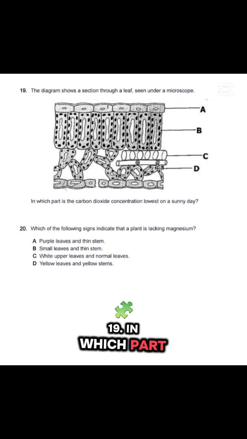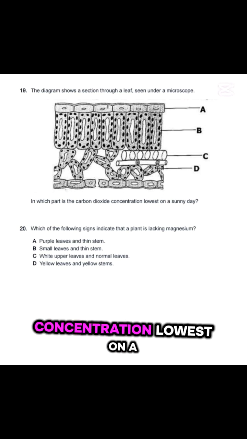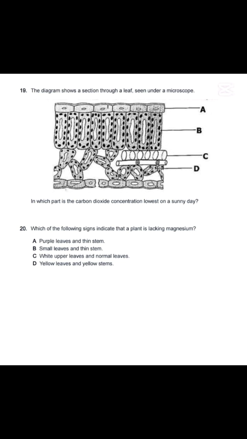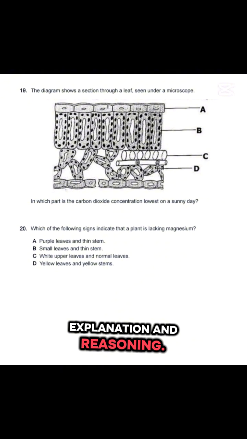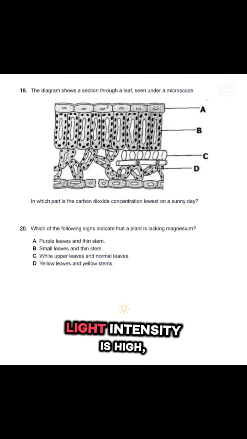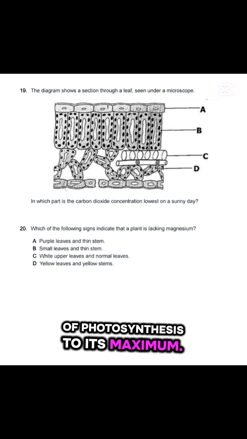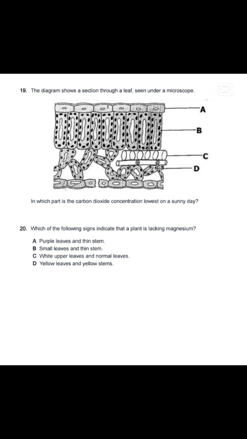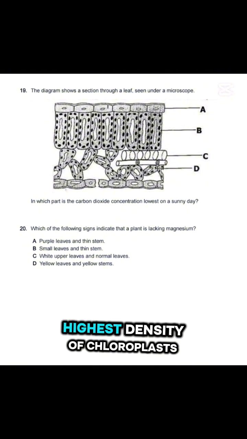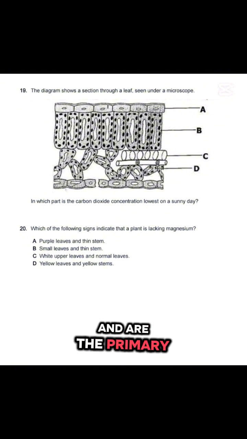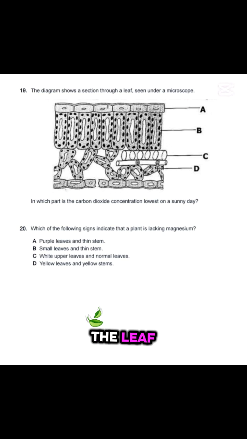19. In which part is the carbon dioxide concentration lowest on a sunny day? Correct answer, B. Explanation and reasoning: on a bright, sunny day, light intensity is high, which drives the rate of photosynthesis to its maximum. B points to the palisade mesophyll cells. These cells contain the highest density of chloroplasts and are the primary site of photosynthesis in the leaf.